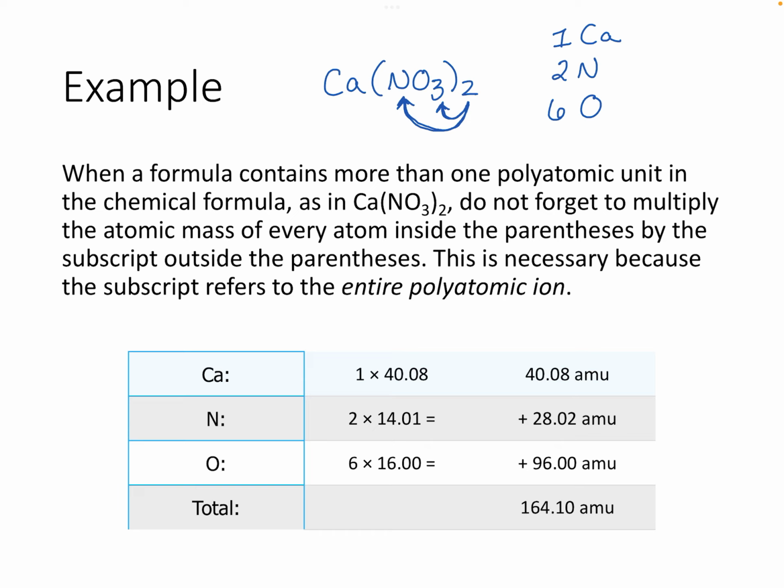So calcium, again, has a mass of 40.08, and there's only one of those. But now we have 2 nitrogens, so we need to multiply the mass of nitrogen by 2. And we have 6 oxygens, so we need to multiply the mass of oxygen by 6. So for the nitrogens, we get a total of 28.02, and for oxygen, we get a total of 96. So we're going to add all of those values together, and that will give us a total formula mass of 164.1 AMU.